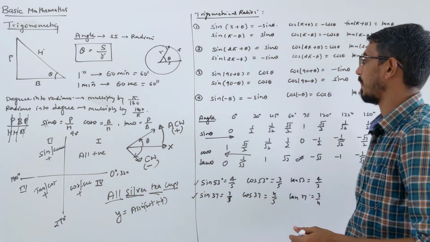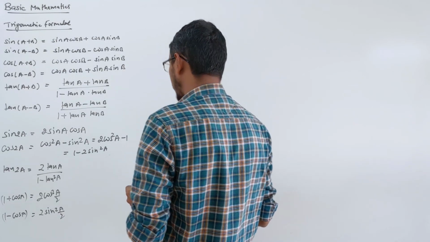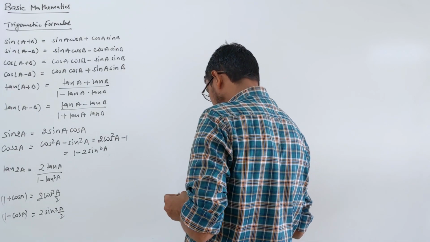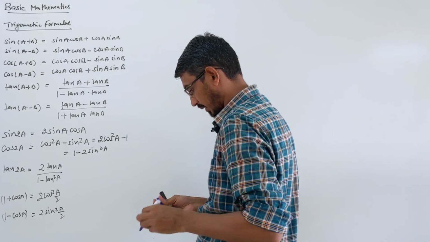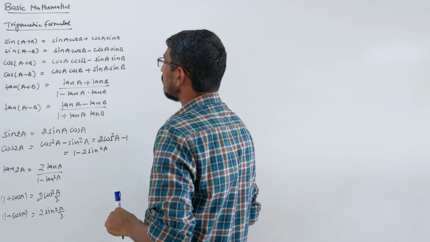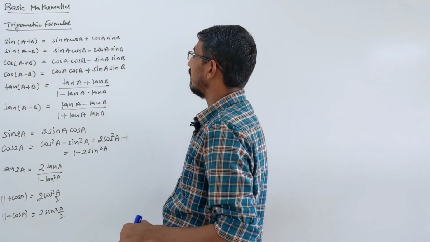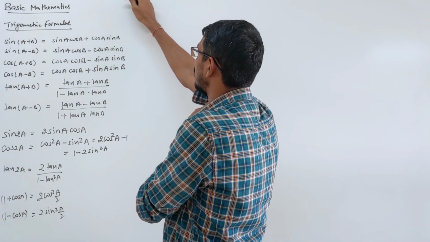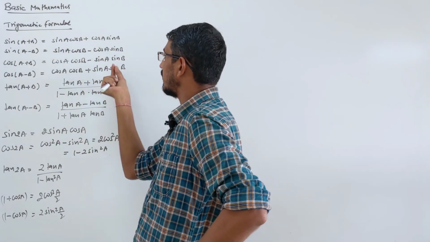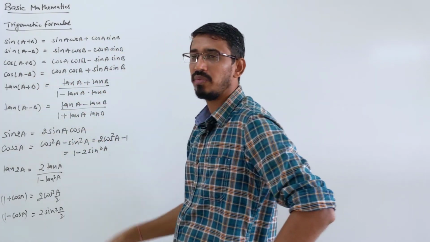These are the few additional formulas about trigonometry which we will need in our physics. Look here. sin(A+B) is sin A cos B plus cos A sin B, sin(A−B) is sin A cos B minus cos A sin B, and cos(A+B). This you just have to remember only.